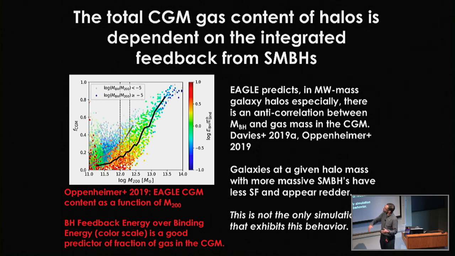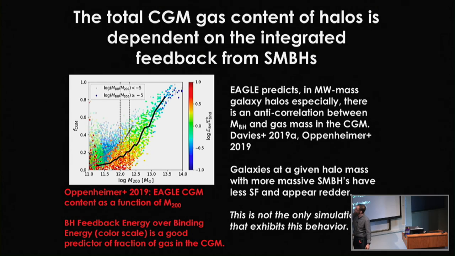So in this paper, in my paper, I really motivate this ratio as a good predictor of the CGM gas content: black hole feedback energy over binding energy. And the color scale here is that ratio. So it's a pretty linear, vertical color scale, indicating, especially in this Milky Way mass halo regime, that most of the CGM is evacuated, like I talked about in the last section.